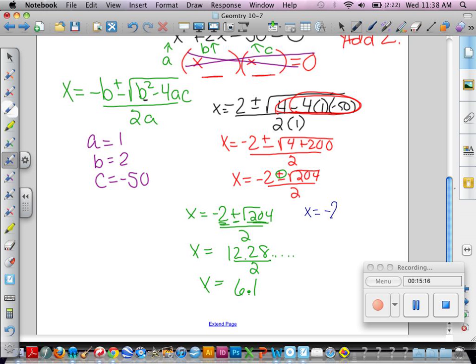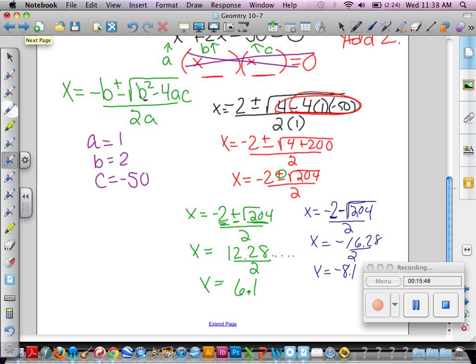Now I need to do the minus. So x equals negative 2 minus root 204 all over 2. So same thing here now. I'm going to take my negative 2 minus my root 204. Then I'm going to hit my enter button on my calculator. I'm getting negative 16.28. I'm going to divide that by 2. X equals negative 8.1.